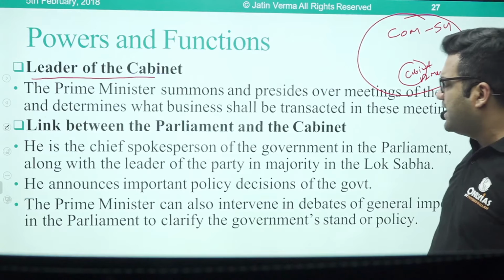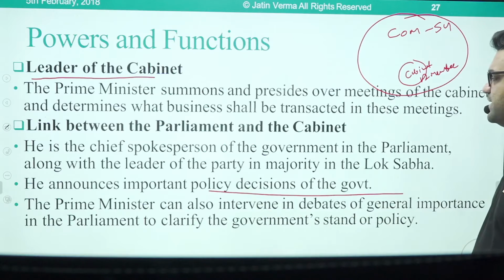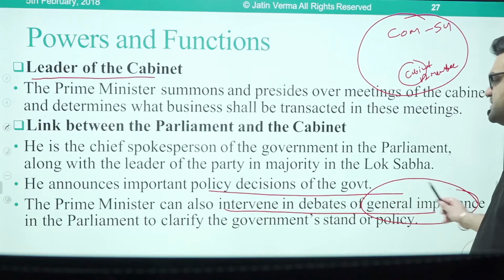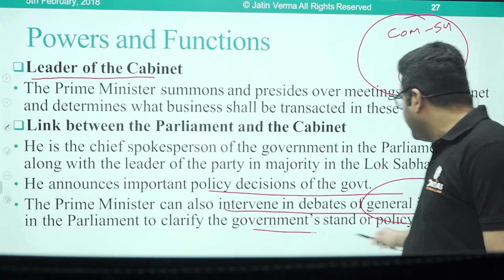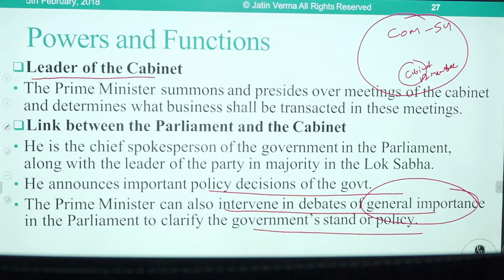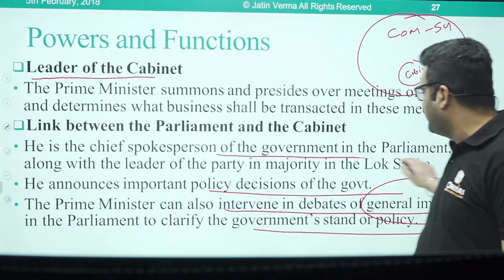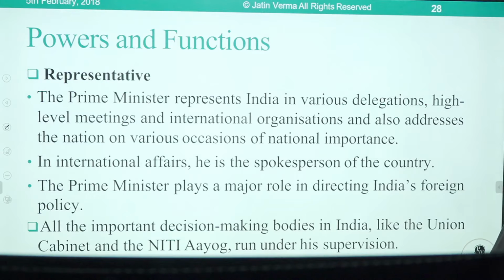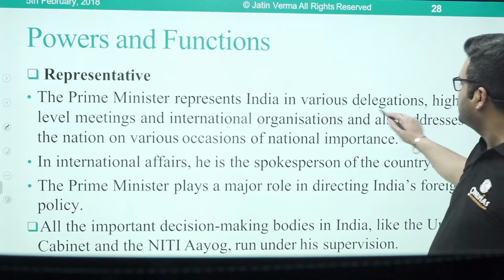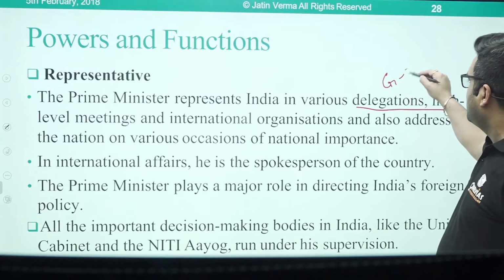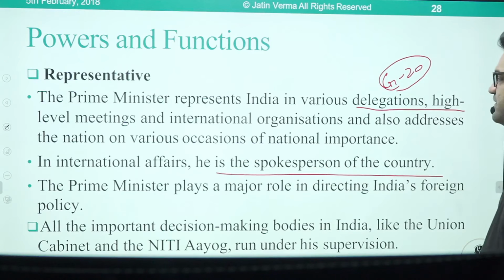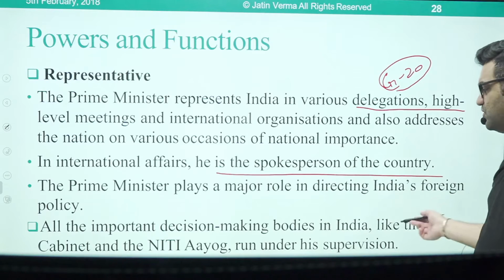Okay, now he announces the important policy decisions of the government. The Prime Minister can also intervene in debates of general importance in the Parliament to clarify the government's stand or policy. He is the chief spokesperson of the government. So you know about our Prime Minister. He does all the things quite efficaciously, quite impressively. So the Prime Minister represents India in various delegations, talk about G20, talk about UN, etc. In international affairs, he is the spokesperson of the country. The Prime Minister plays a major role. These are all theoretical things.